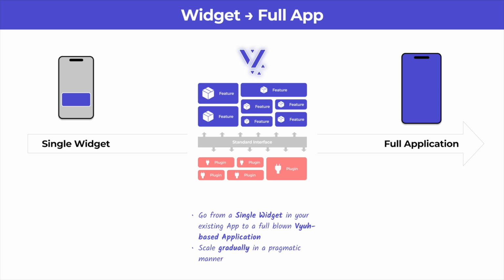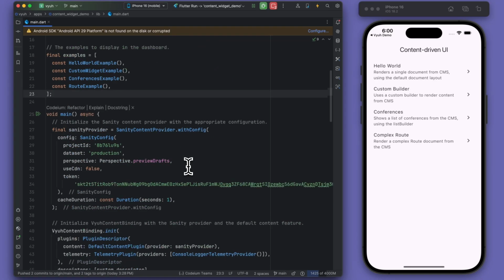So say hello to the Vyuh Content Widget, which allows you to insert the widget anywhere inside your application and then pull in CMS content where and when you need it. This means you don't have to buy into the full framework on day one and can gradually upgrade from a widget to a full-blown app. So let's see how this looks in code.